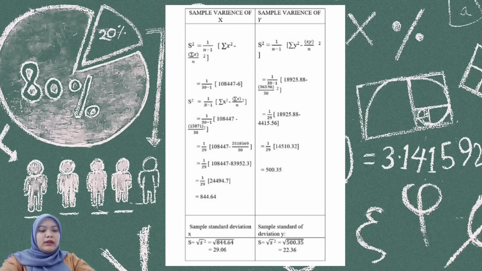The total sample variance of x is 844.64 and sample variance of y is 500.35. Sample standard deviation of x is 29.06 and sample standard deviation of y is 22.36.